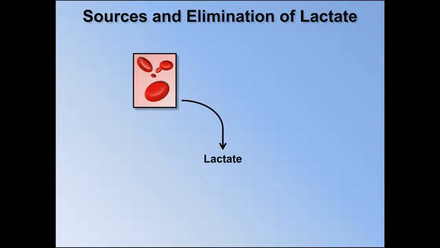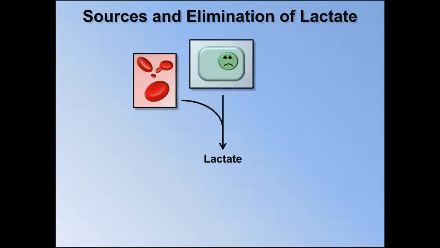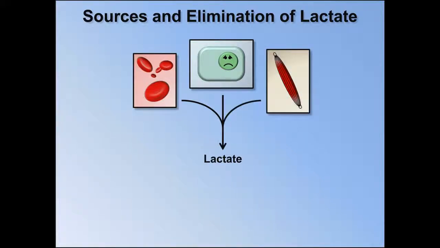Second, whenever cells are either starved of oxygen or have mitochondria that for some reason aren't working properly, they produce lactate. Finally, in exercising skeletal muscle, production of NADH exceeds the oxidative capacity of the electron transport chain. The increased NADH to NAD ratio kinetically favors reduction of pyruvate to lactate.